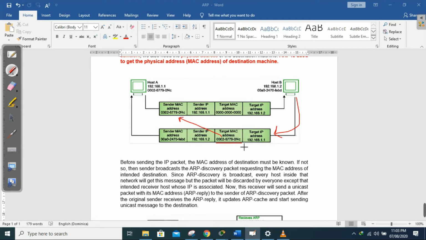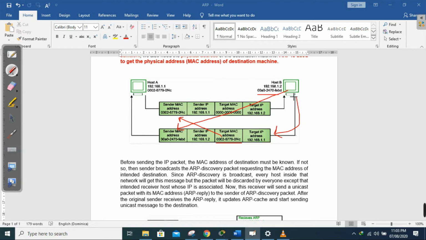Okay, so let me just show you what is happening over here. Since host B is responding right now, host B is actually working as the source now. So this is working as the sender now, and that's why its own MAC address is embedded into this field over there. You can take a look over here, 00A02470. Yeah, it just matches this one.